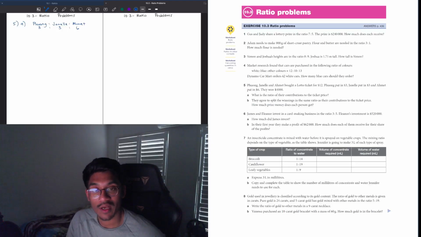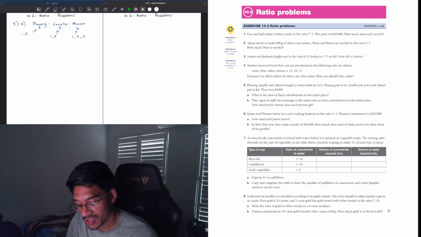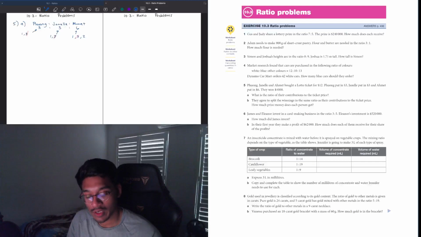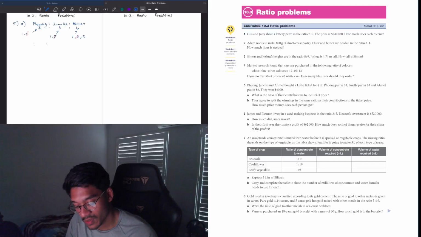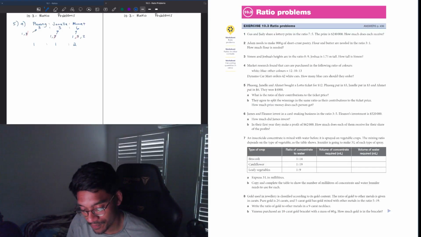Now, normally this would be our answer done, but remember we have to simplify where we can. So we've got to find the highest common factor of these. What numbers go into 3? Well, 1 and 3 do. What numbers go into 6? 1, 3, and 2. Pick the highest common factor, which is 3. Then we do 3 divided by 3, which is 1. 3 divided by 3, which is 1. And 6 divided by 3 is 2. So our ratio is 1 to 1 to 2. And that's part A done.